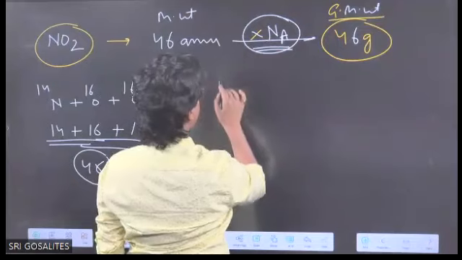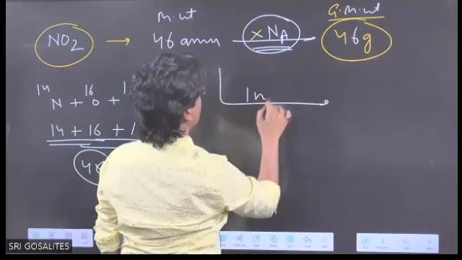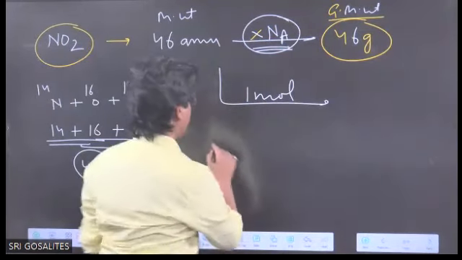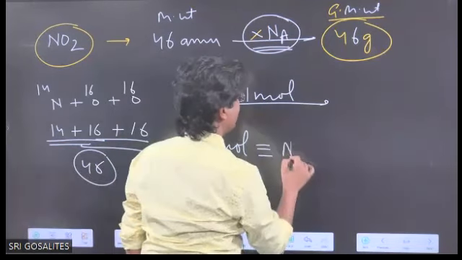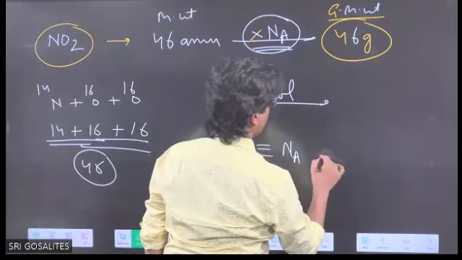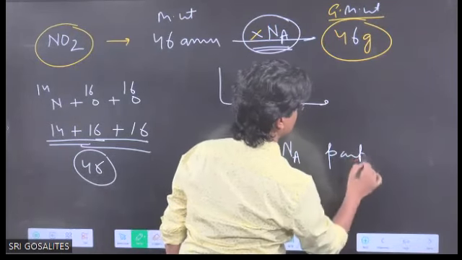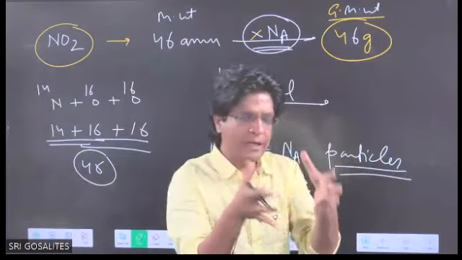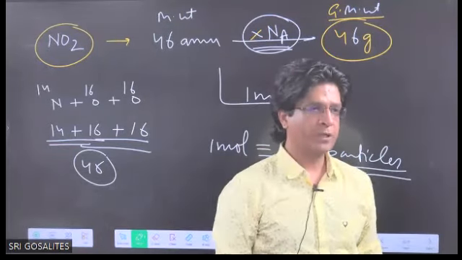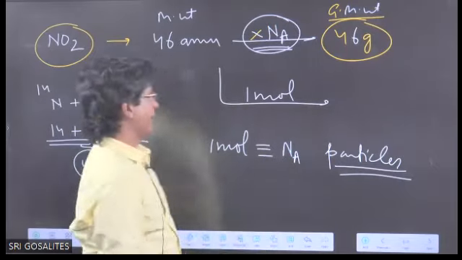By multiplying by Na, actually I am taking 1 mole of the compound. 1 mole is nothing but equivalent to Avogadro number of particles. When you take these many particles, it becomes 1 mole of a compound. Yes, very good.